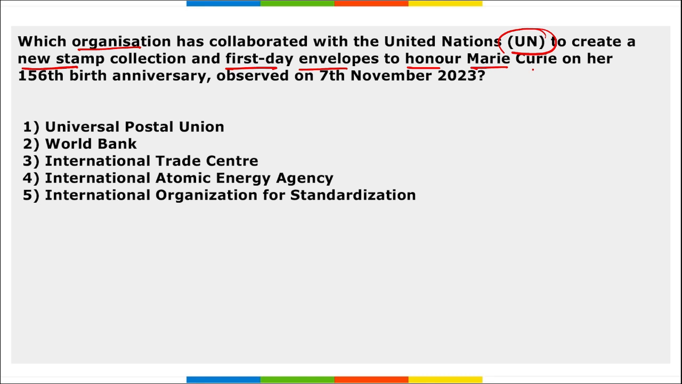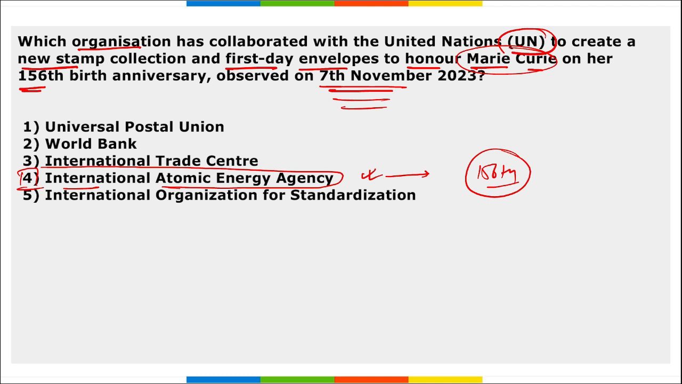Next, which organization has collaborated with the United Nations to create a new stamp collection and first day envelopes to honor Marie Curie on her 156th birth anniversary, that is observed on 7th of November 2023? So IAEA, International Atomic Energy Agency, this is the organization, they released a commemorative stamp, and it was to honor Madame Curie on her 156th birth anniversary, that is observed on 7th of November. Right, mark this date. Also, Madame Curie became the first woman to be honored with the Nobel Prize in Chemistry as well as in Physics. Correct? And she is the person who discovered radioactivity. Radium was discovered by her.